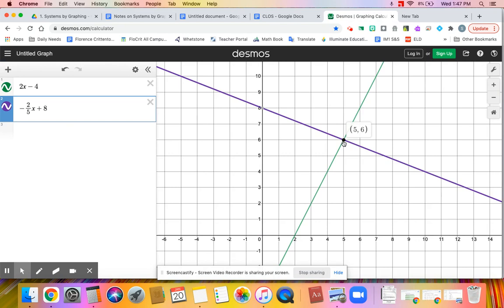And look, they cross right here at 5, 6, and that would be your answer. However, you're not allowed to use Desmos on this test. So you have to know how to graph these things by yourself to find the right answer.